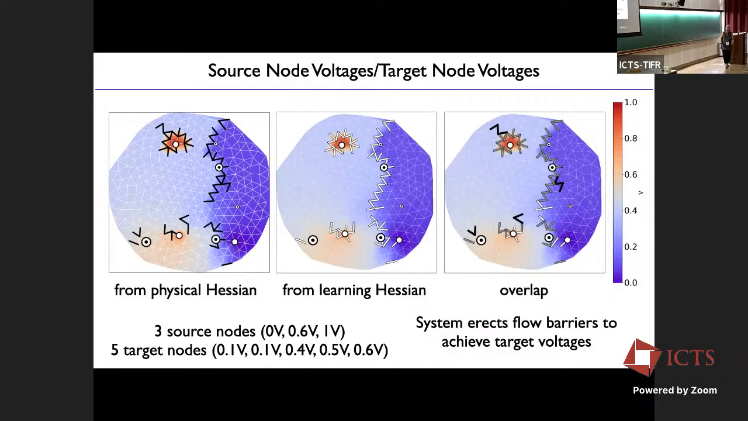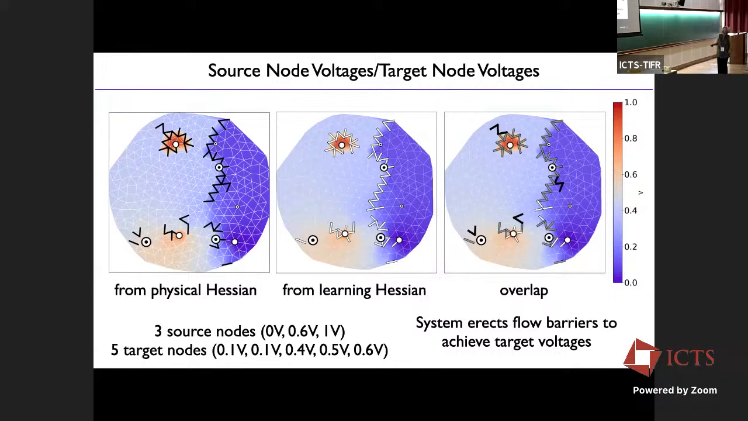And here's a case that, oh yeah, okay, here it is. Here's that example. Okay, here I have 3 different source nodes. I have ground. Where's ground? Ground is here. Okay, I have 0.6 volts. That's here, and 1 volt here. Those are my 3 sources. And then I have targets. Okay, 0.1, 0.1, 0.4, 0.5, 0.6. So I have all these different targets that are tuned to different things. And again, it's redirecting the flow. It's setting up these little boundaries.